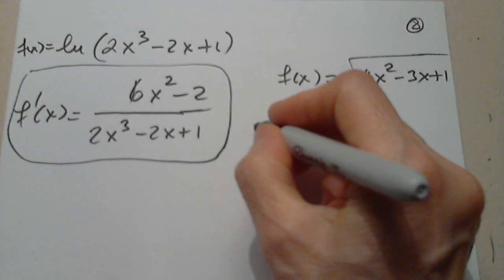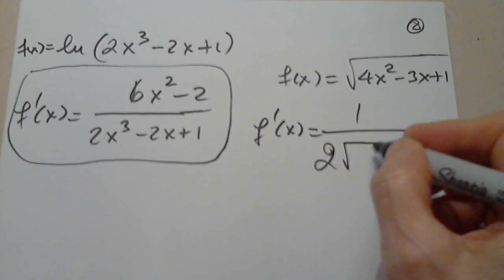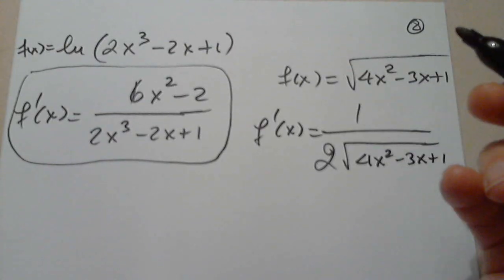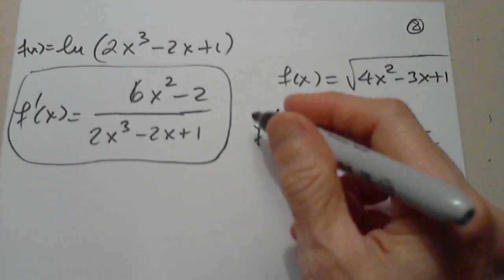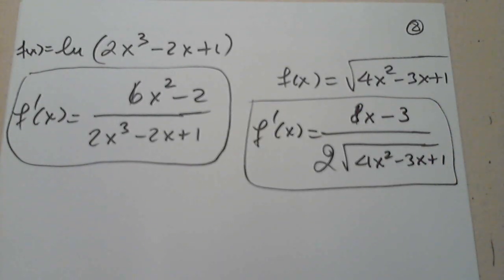Now here the same thing, f prime equals 1 over 2 the square root of 4x squared minus 3x plus 1 times the inner function prime, 8x minus 3. And this is it, times the inner function prime.